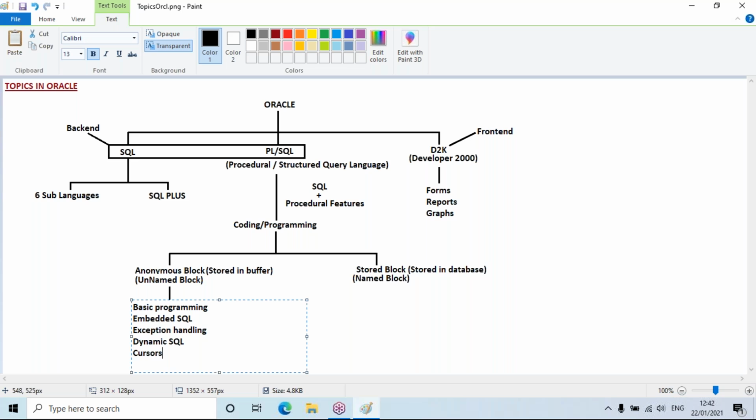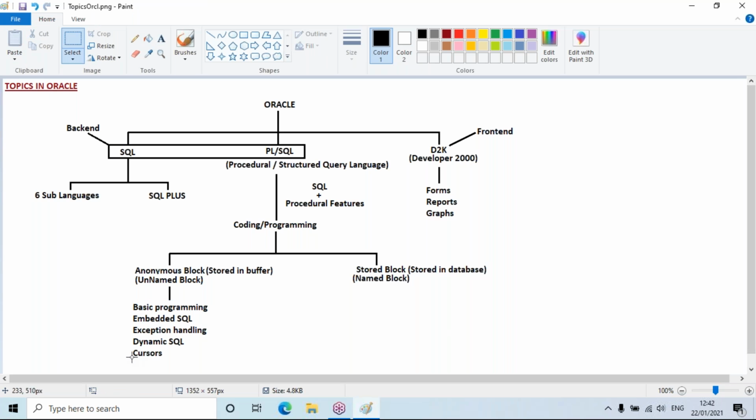SQL will be quite lengthy to study. Once you know SQL, embedded SQL and dynamic SQL we can understand just like that. We don't find complex things in it to deal with. You just need to know how to write them with the support of the coding part.